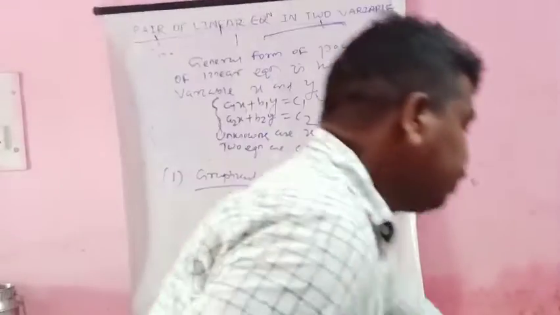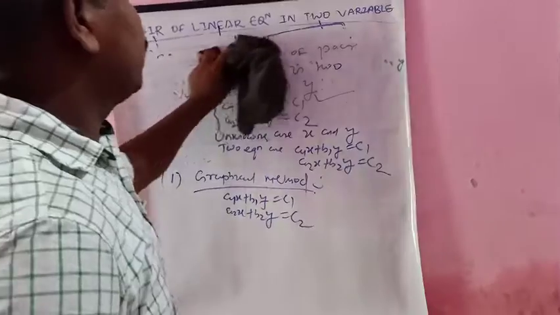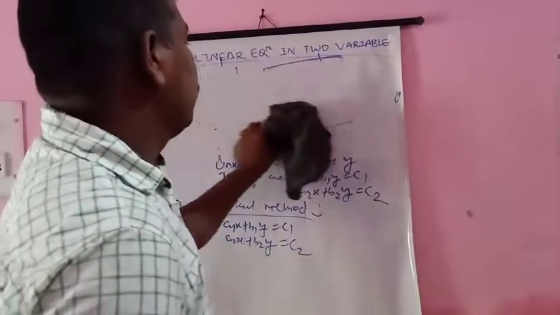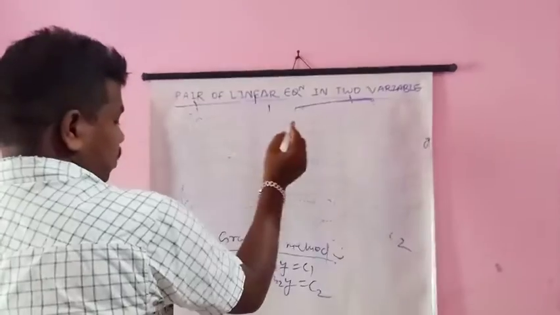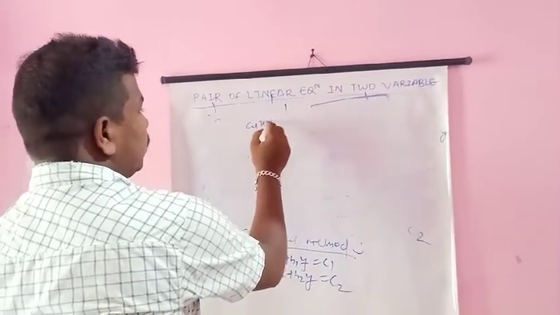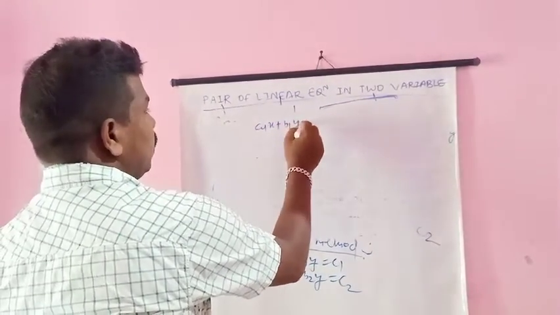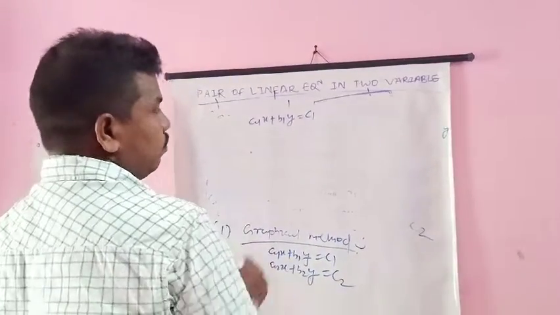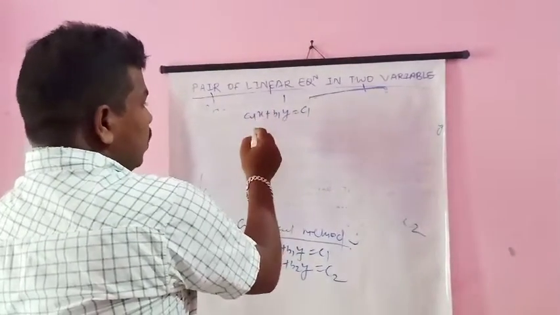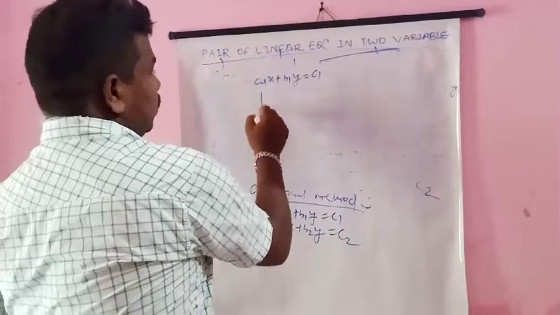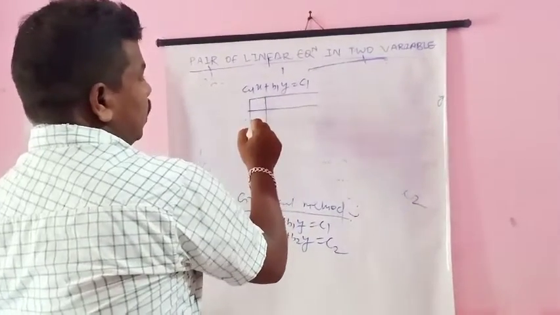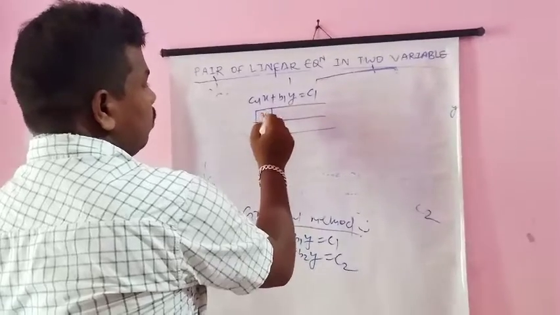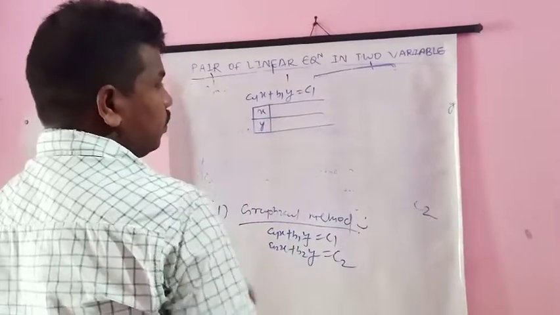So how to solve it? Before that, we take the first equation, a1x plus b1y equal to c1. How to solve it by the graphical method? First, we make a table with variables x and y.